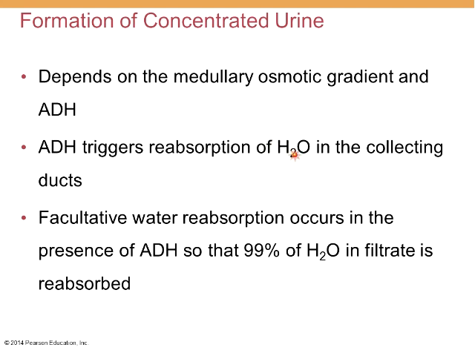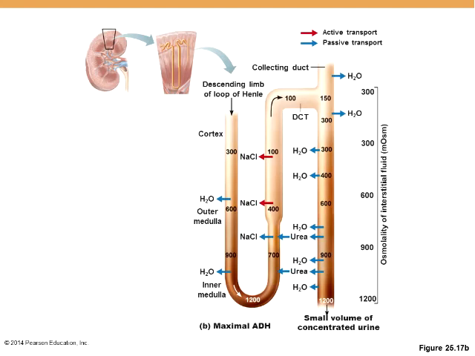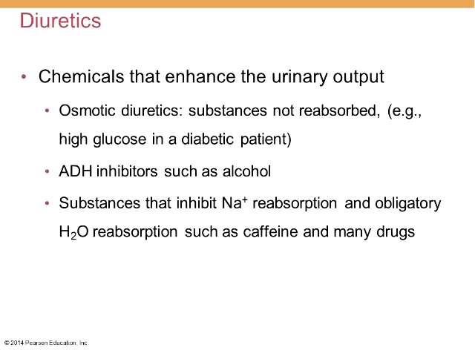Now, the formation of concentrated urine depends on the medullary osmotic gradient and ADH. If ADH is created, it triggers the reabsorption of water in the collecting ducts, and through facultative water reabsorption, thanks to ADH, it takes out 99% of the water in the filtrate, and so the urine becomes more concentrated. It has less water in it. And we see that effect here, where eventually what you're going to see in that collecting duct is less water.